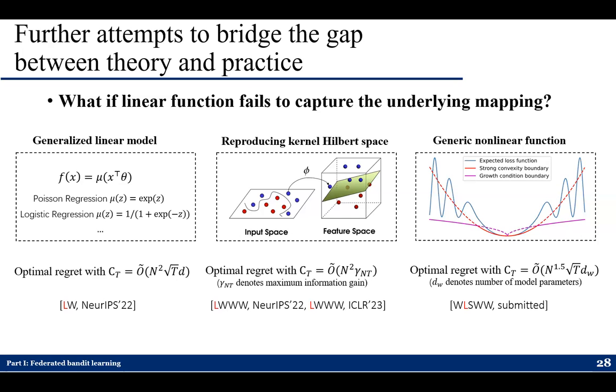And in the most recent work we just submitted, we want to move even closer to what is done in practice. We want to have something that's a generic nonlinear function, like a neural network. In this work, we only assume that this function can be non-convex, but in a small neighboring region around the optimal position, it is strongly convex.